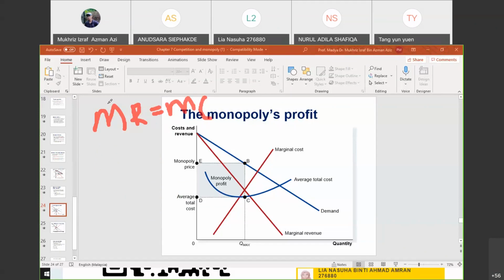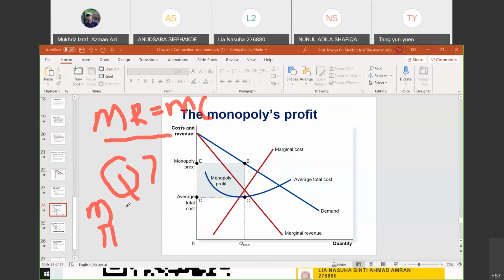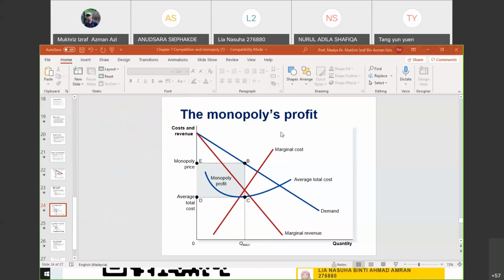Okay, so whenever we use this condition, it is to determine what quantity of output will maximize profit. What is the quantity of output that the firm needs to produce in order to maximize profit? Pi is profit. So that is MR equals to MC. MR equal to MC is not to find the price, it is to find the quantity.